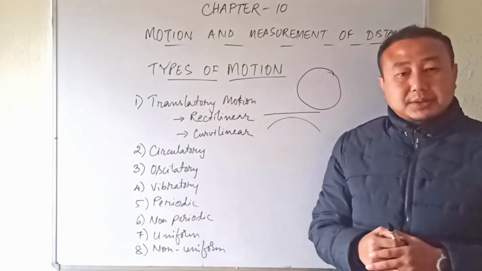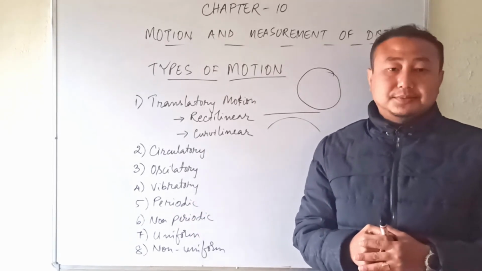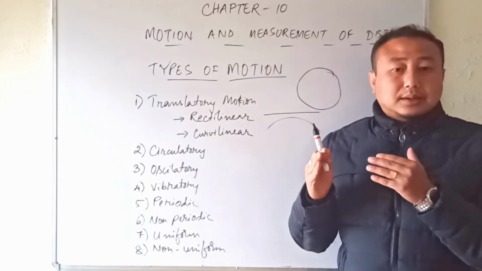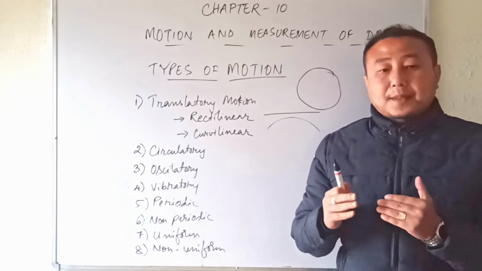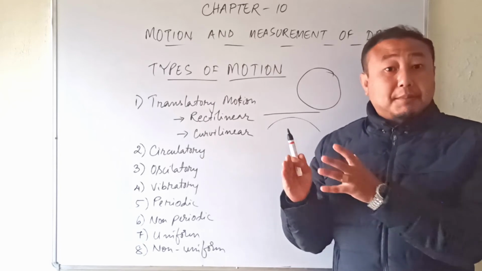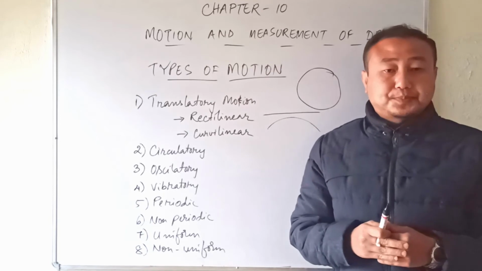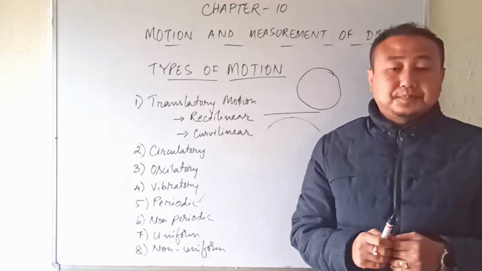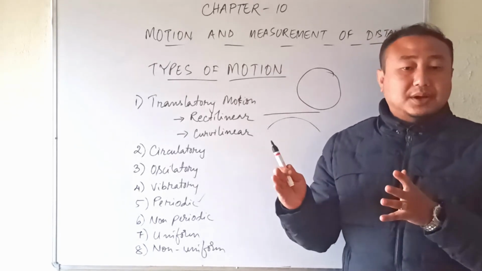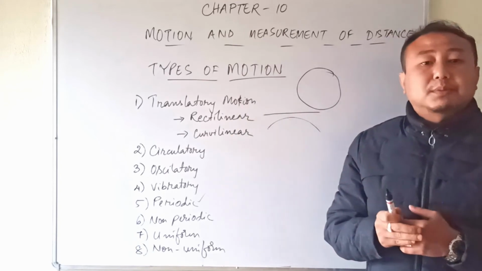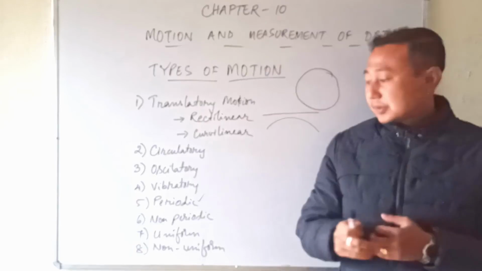Next one is the periodic motion. If an event occurs again and again at a particular interval of time, taking the same time, we call it a periodic motion. The occurrence of day and night occurs in a particular interval of time and repeats again and again every day. Such type of motion we call a periodic motion.